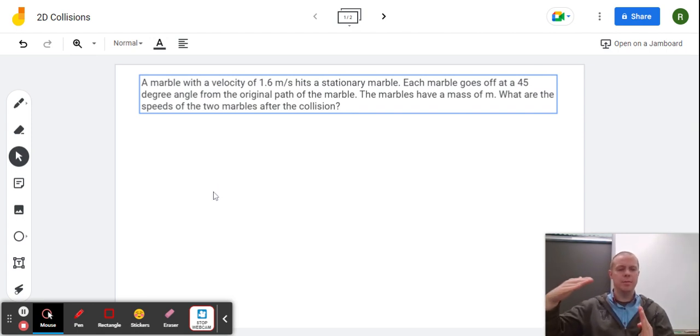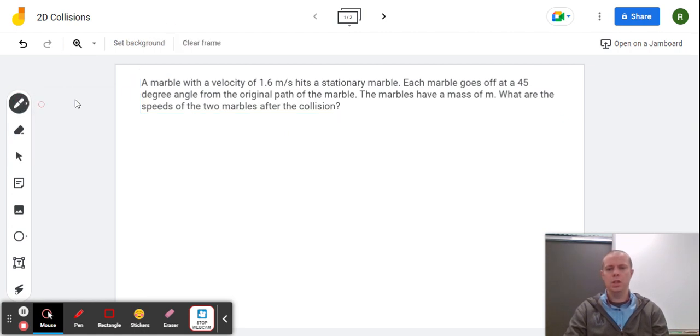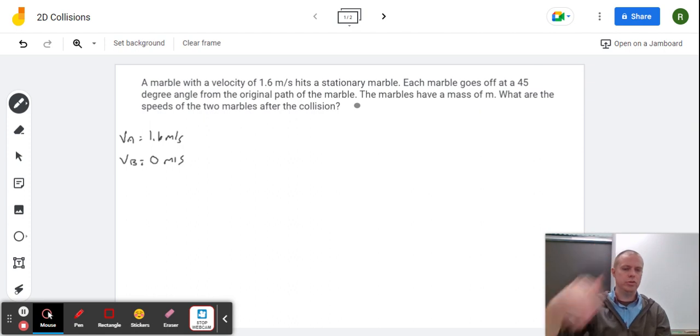So we have two things coming in different directions and hitting together, and then what happens to them. So let's take a look at this problem from the notes. A marble with a velocity of 1.6 meters per second hits a stationary marble. So VA is 1.6 and VB is 0. Each marble goes off at a 45-degree angle from the original path of the marble. So one hits and then they both shoot off.